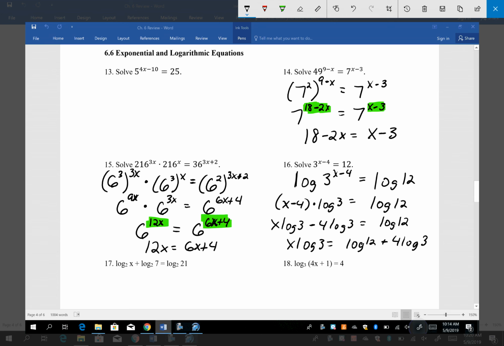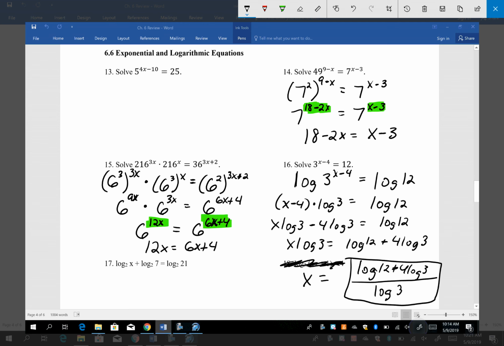Third step, I multiply log 3 times each, and then I move this to the other side. Got the exponent, put it in the front. That's called the power property when you have a log. Then I distributed the log onto each. I am going to finish the problem. I'm going to write x equals the log of 12 plus 4 log 3 divided by the log of 3. This is the answer. I divided by log 3 to get rid of that.